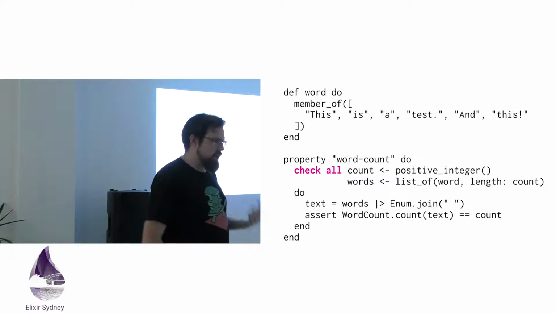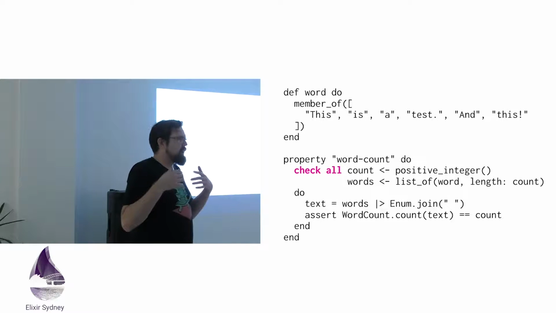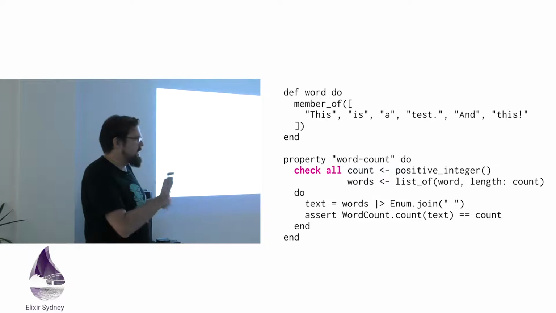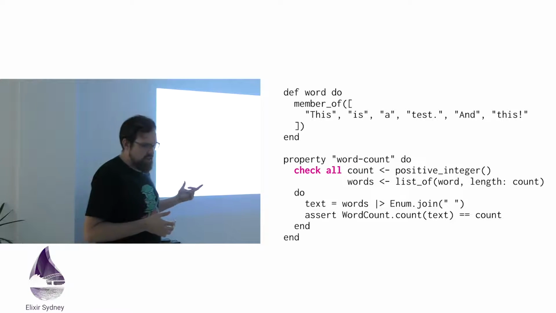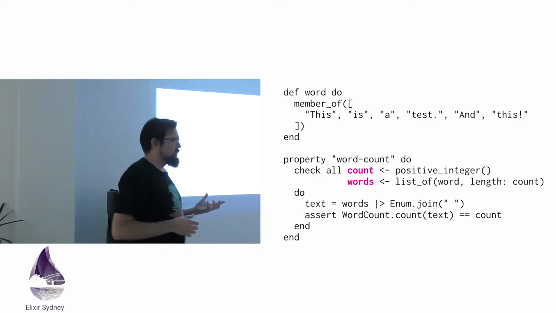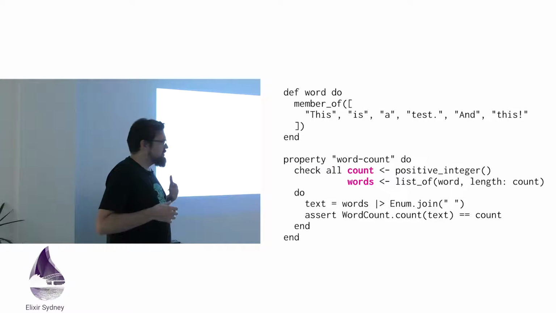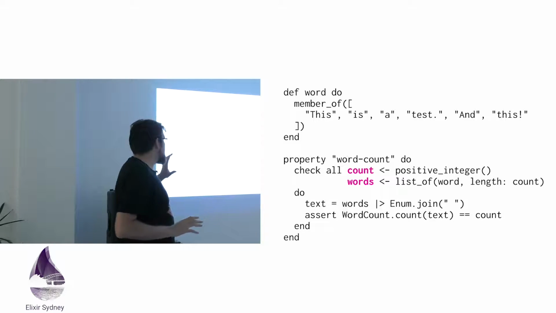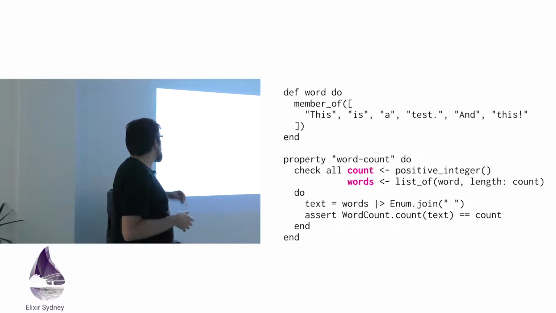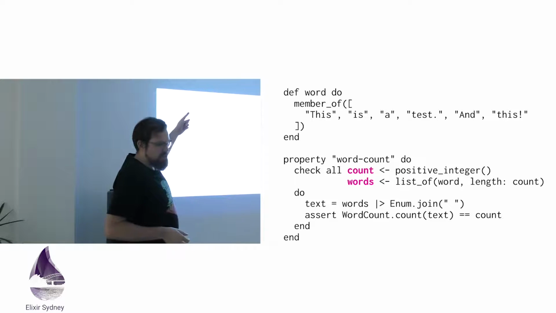And then we've got this check all macro, which is basically like with, a macro that defines a bunch of different things that we're going to generate for our test. For example, we've got a count, which we are saying is a positive integer. We have a generator, which I'll describe in more detail in a bit, that will give you back a positive integer when you use it with check all. And we've got words, which is a list of our word generator at the very top there.